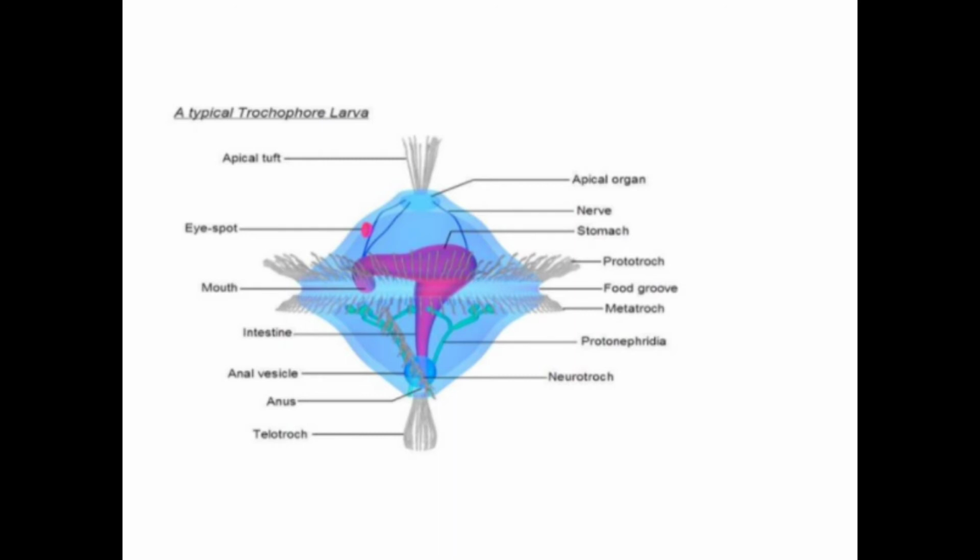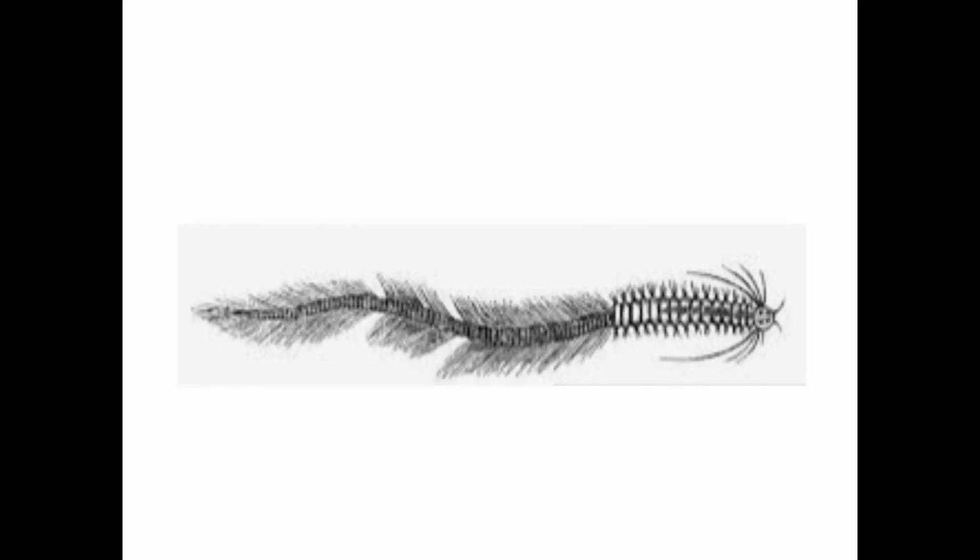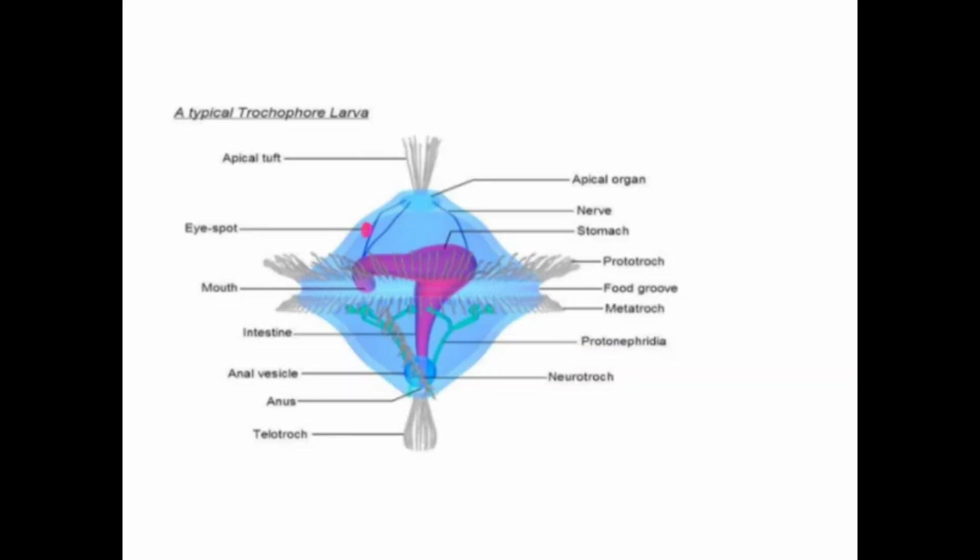They have so many cilia. Actually, two bands of cilia, and the first one is just above the mouth, a band of cilia. It is called prototroch. Prototroch, a band of cilia just above the mouth, and the second one is just behind the mouth, and this group of cilia is called telotroch. Telotroch, just behind the mouth.